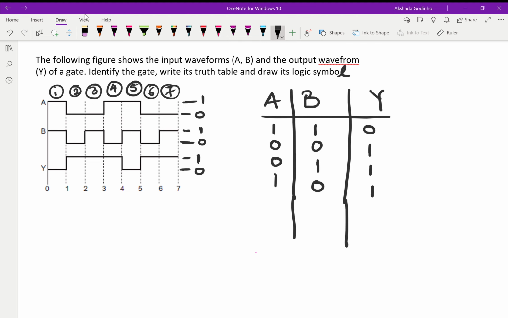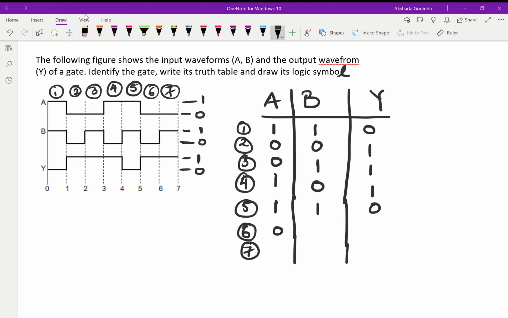So we have finished the first, the second, the third, the fourth. Now we will do the fifth, sixth, and the seventh one. You can also write it like this so that you are not confused. Check if you've got the answers correct. For the fifth one, A is 1 and B is also 1, and Y, the output, is 0. For the sixth, A is 0, B is 0, Y is 1. At the seventh, it is 0.